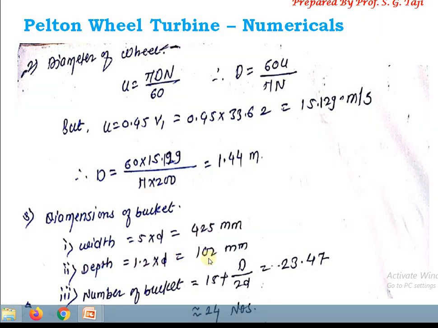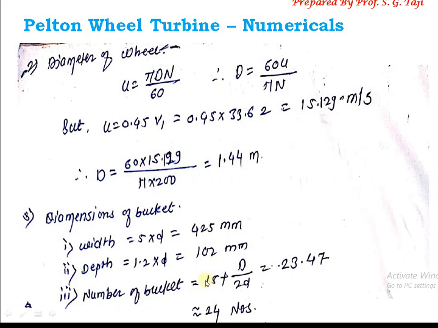The next one, number of buckets. The number of buckets is given by 15 plus half of capital D upon small d, where capital D is the diameter of the wheel and small d is the diameter of the jet. Just put the values. The number of buckets is coming out as 23.47. Round it up to the next integer. So here the number of buckets is 24.